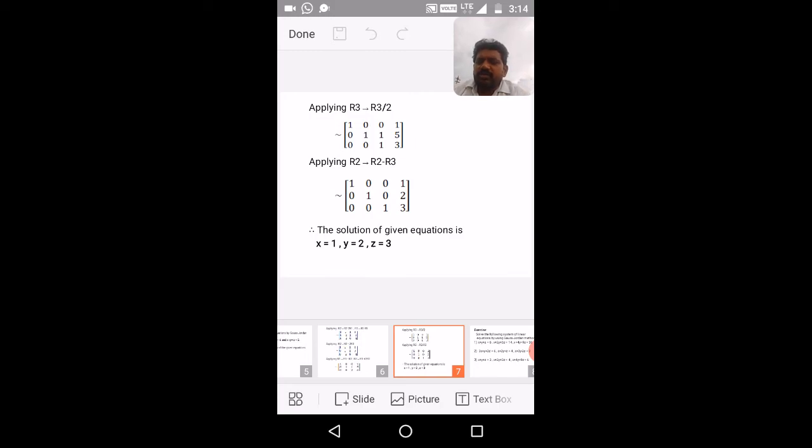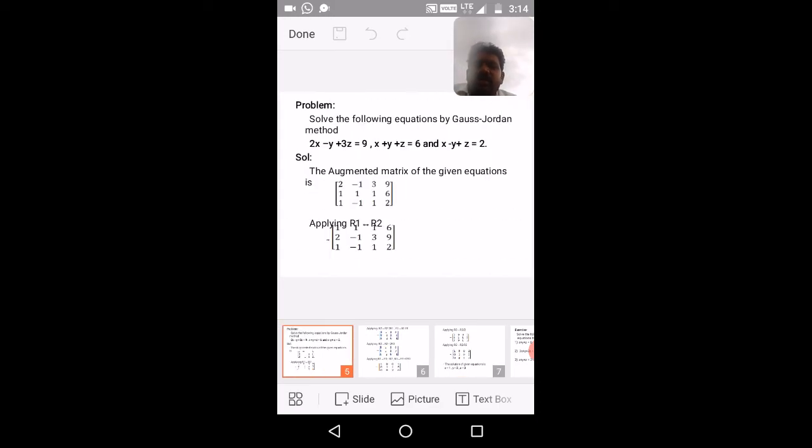So the solution, I already told while discussing the procedure of the Gauss-Jordan method: the last column in the reduced form of the matrix will be the values of the variables x, y, z respectively, in the given system of equations. So here x equals 1, y equals 2, z equals 3, which is the solution of the given system of equations.